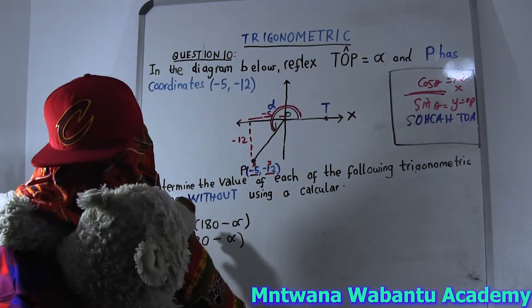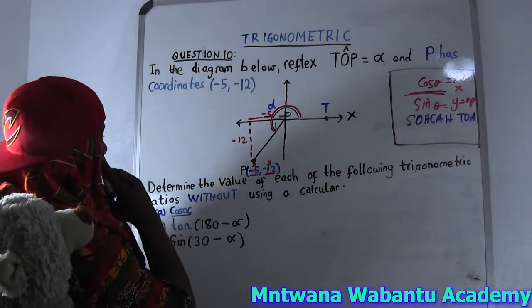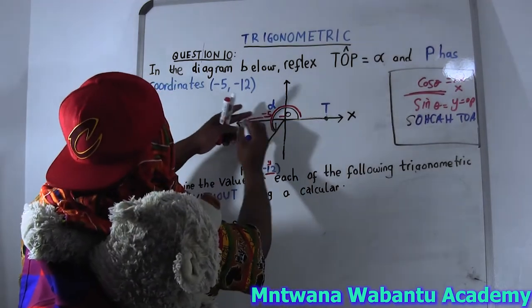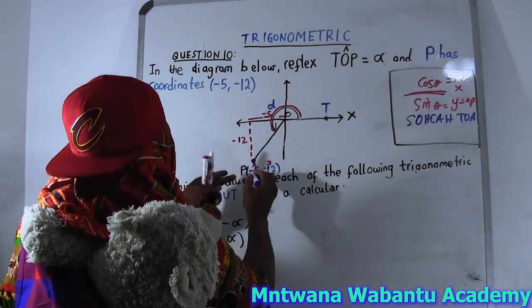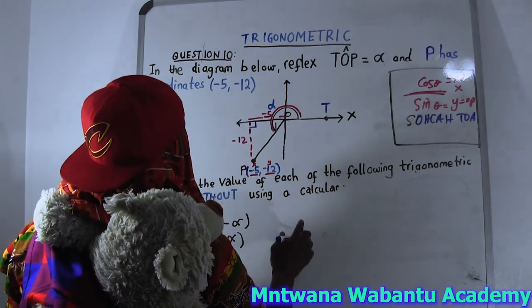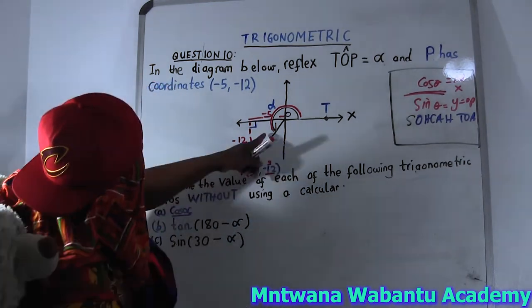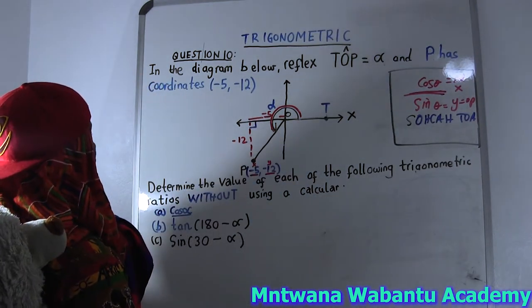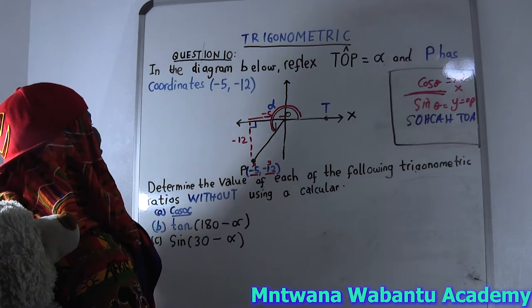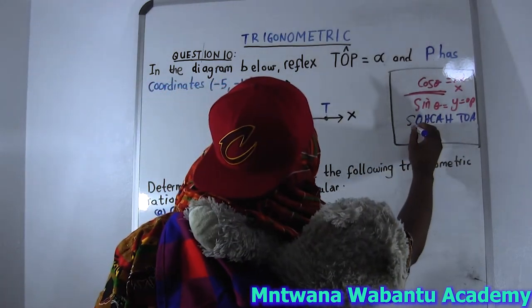For this question, you know why? Because first and foremost, you have opposite and you have adjacent, and this is a right angle triangle. So if it's a right angle triangle, we can use Pythagoras. You know what I'm saying? We can use Pythagoras. If you don't want to use that, you can just use the SOH CAH TOA loop.